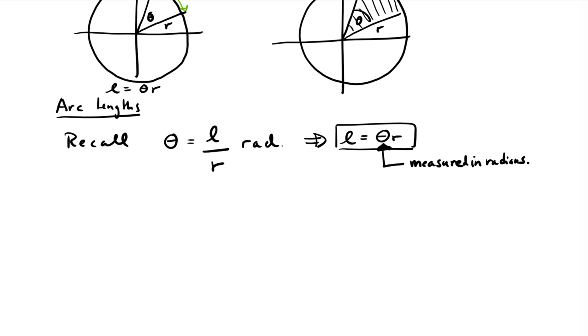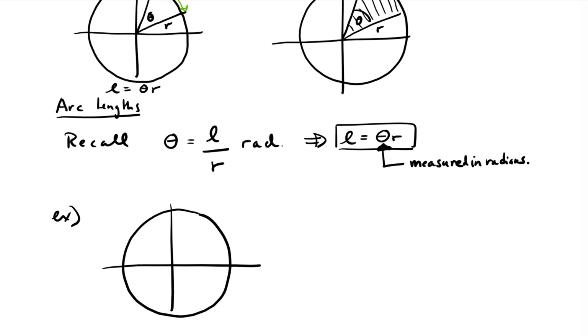Let's do an example using that formula. Imagine that I'm given a circle centered at the origin with a radius of 7 centimeters, and there's an angle here of 60 degrees, and we'd like to know the measure of the arc. Well, there's a little difficulty here in the problem, because the angle is given not in radians but in degrees. So the first thing I have to do is convert the angle to radians.